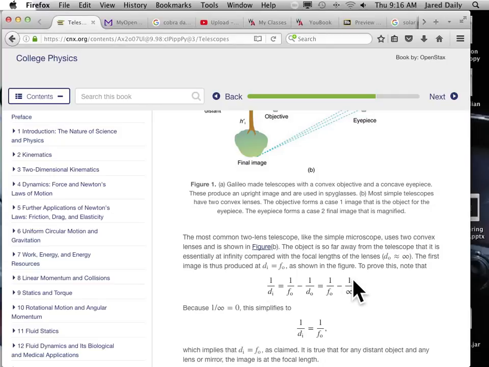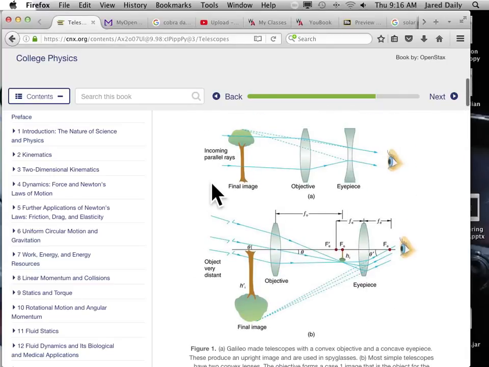You're just going to use that as infinity, and 1 over infinity is, of course, 0. So it simplifies your equation. 1 over distance to image is just 1 over the focal length. So your image is going to be created at the focal length for the first lens. So stuff that's coming in from infinity will focus to the focal length of the objective, and then your eyepiece will refocus that image to a new position. So in this case, this one focuses the image here, and this lens focuses a new image over here.